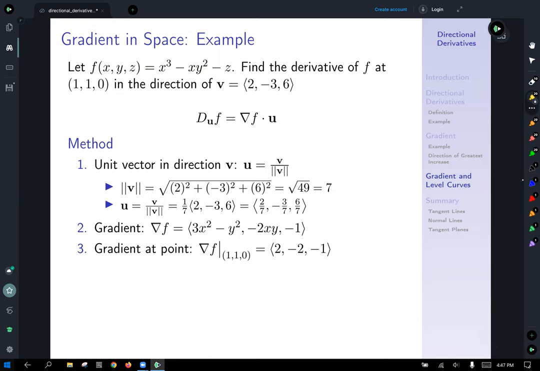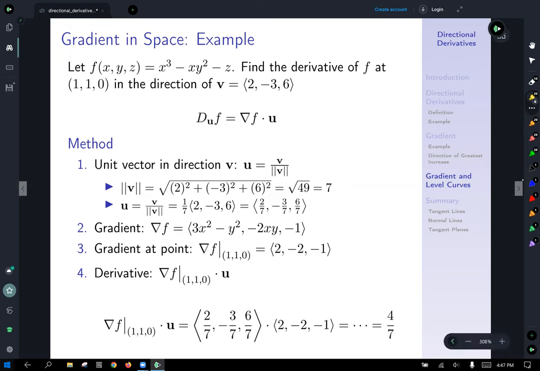Now we evaluate this thing at the point of interest. So evaluate the gradient at the point of interest by plugging in 1, 1, 0 for x, y, and z respectively, and get the output vector, the gradient vector of (2, -1, -1). So to calculate the derivative in the direction of u, we use the gradient evaluated at our point and dot it with our unit vector. So dot those two vectors together.